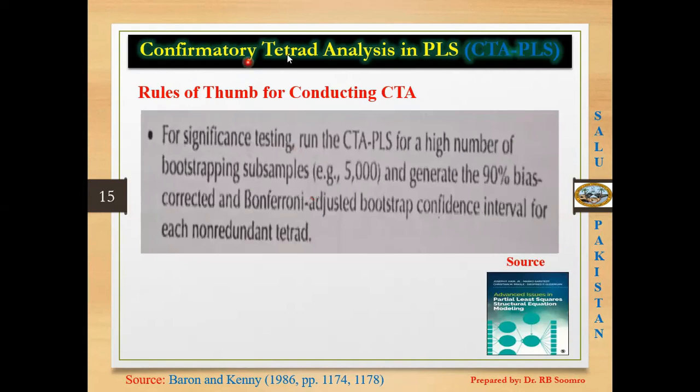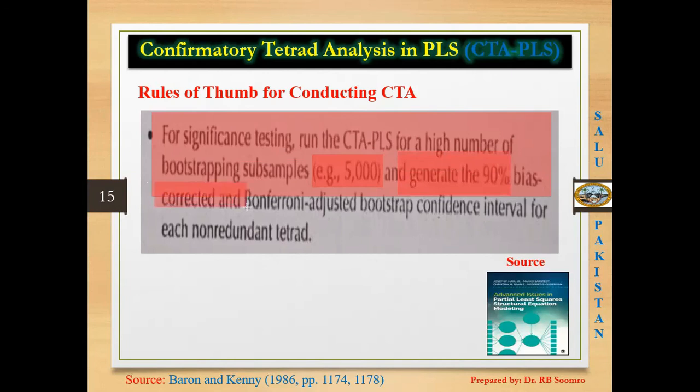Another thing is testing for significance. To test the significance of the CTA, we should apply bootstrapping. Just like in other cases whenever we want to analyze our model, we apply the bootstrapping technique, through which you can check the significance of your results, and accordingly you can decide that a certain hypothesis has been supported or has not been supported. So always choose 5,000 subsamples. Okay, bootstrapping with 5,000 and 90%.